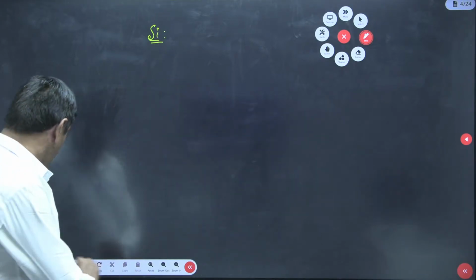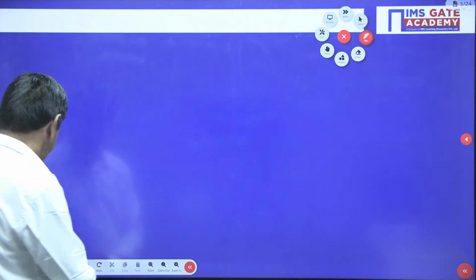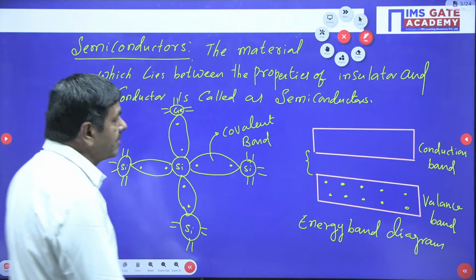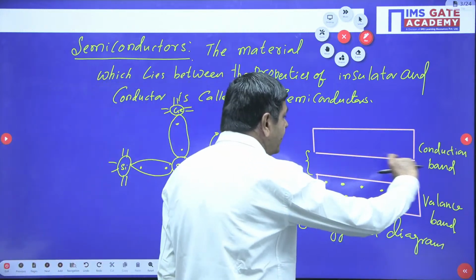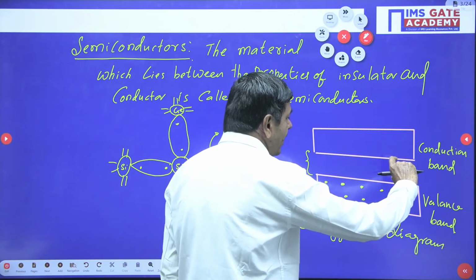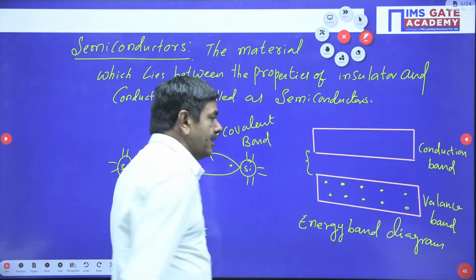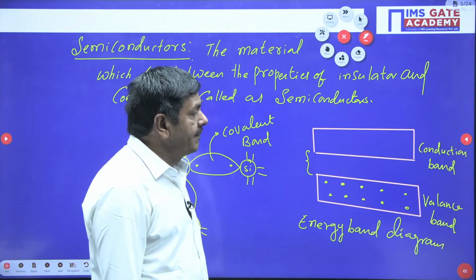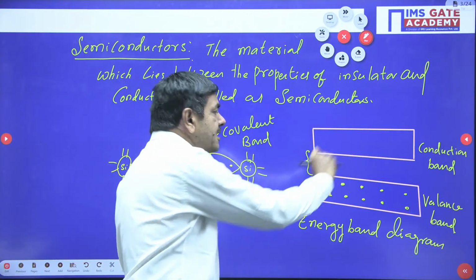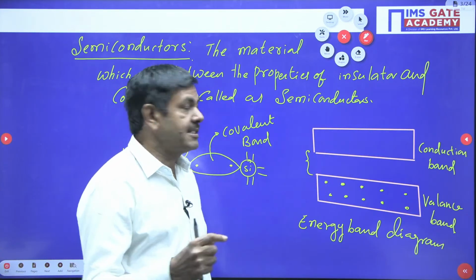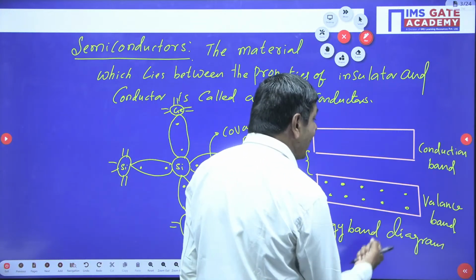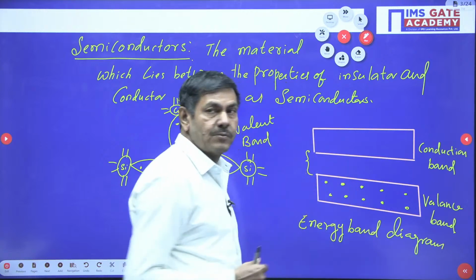But in the last diagram you watched, there is a forbidden energy gap. The gap exists between the valence band and the conduction band. These band energies depend only on the force of attraction from the nucleus.